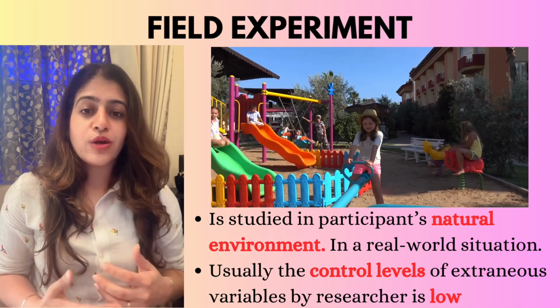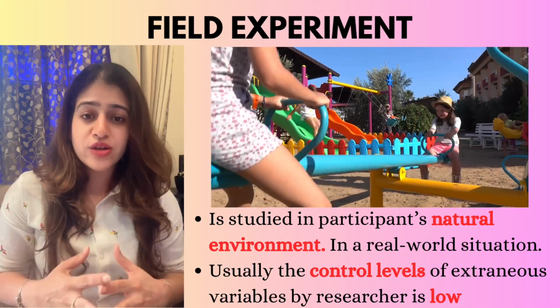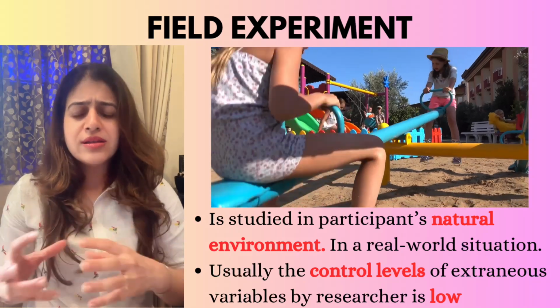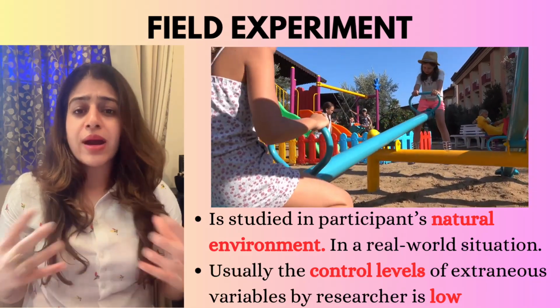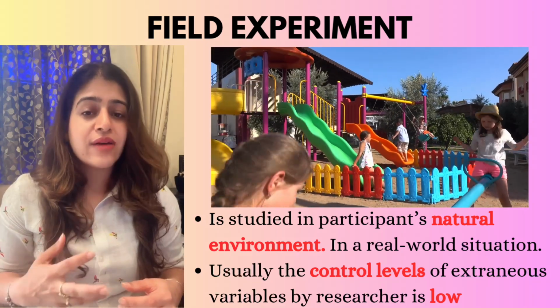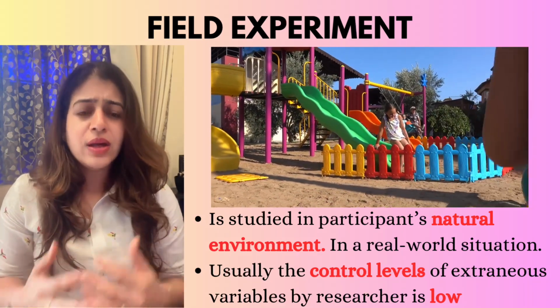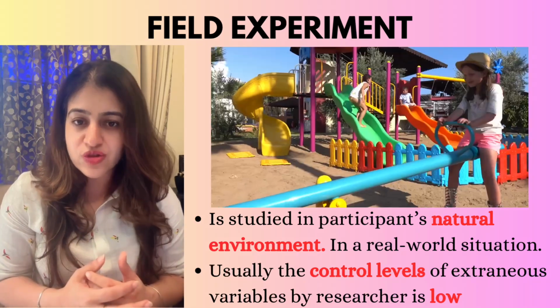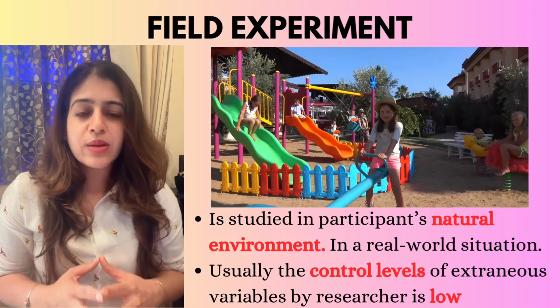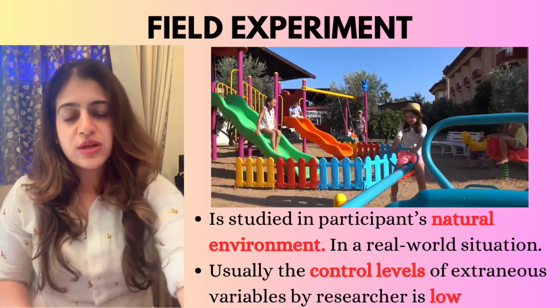Or that day, maybe more boys are there and fewer girls are there, so there is not equality of gender. These are a few things that might affect their behavior, and these extraneous variables, as we know, always have an effect on the DV, and the outcome is not usually because of the IV, but by the impact that is done by the extraneous variables. So here the field experiment is set up in a natural setting, but it is difficult to control the extraneous variables.